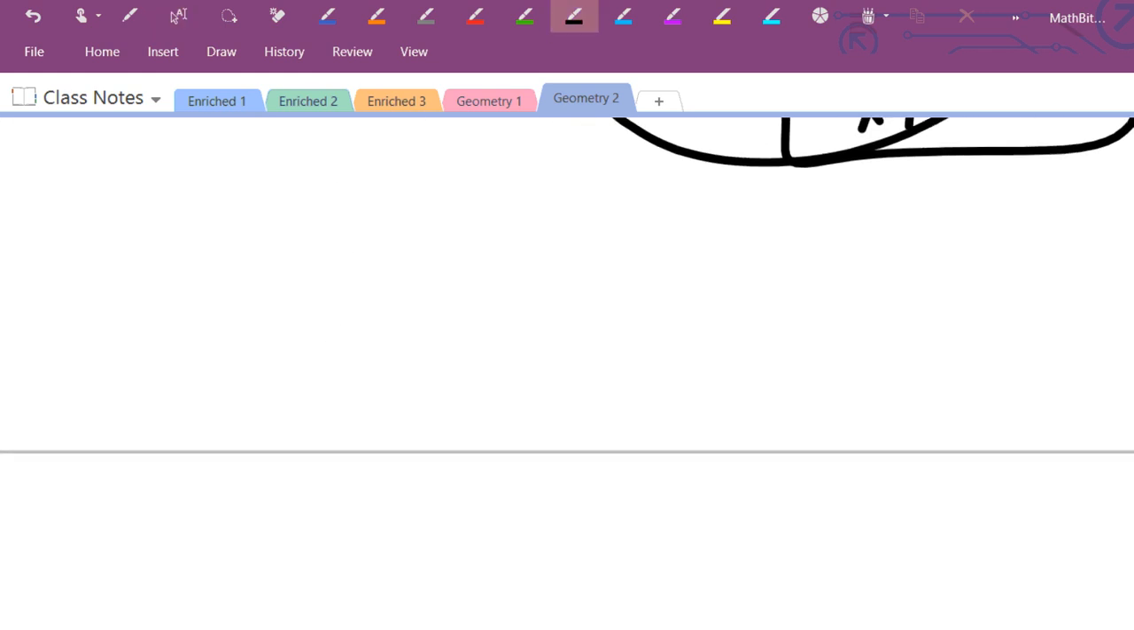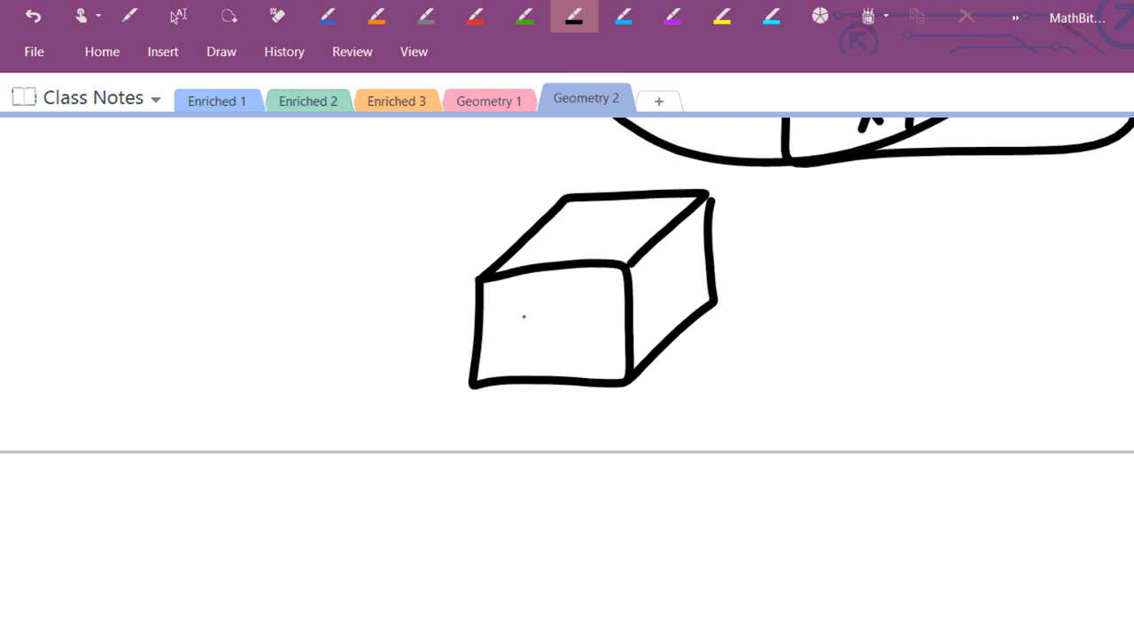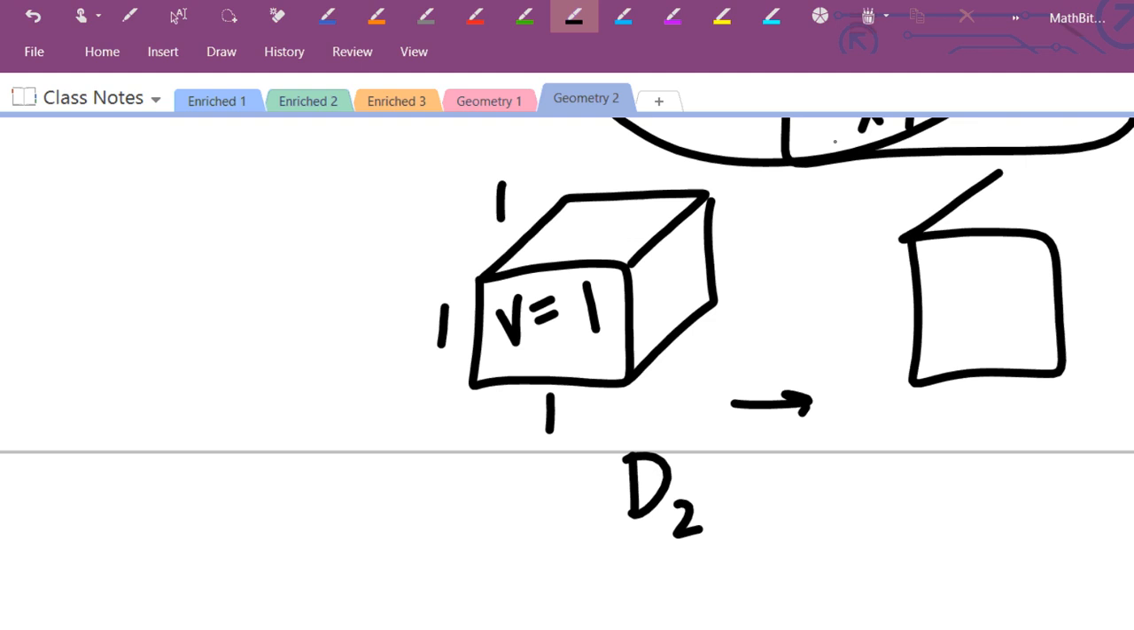And think about volume. So if I had something like this, and this was my original with side length of 1, what would the volume of this be? 1. Now, what happens when I double the dimensions or dilate this by 2? What would the new figure look like? Well, all the edges of the cube would have a value of what?